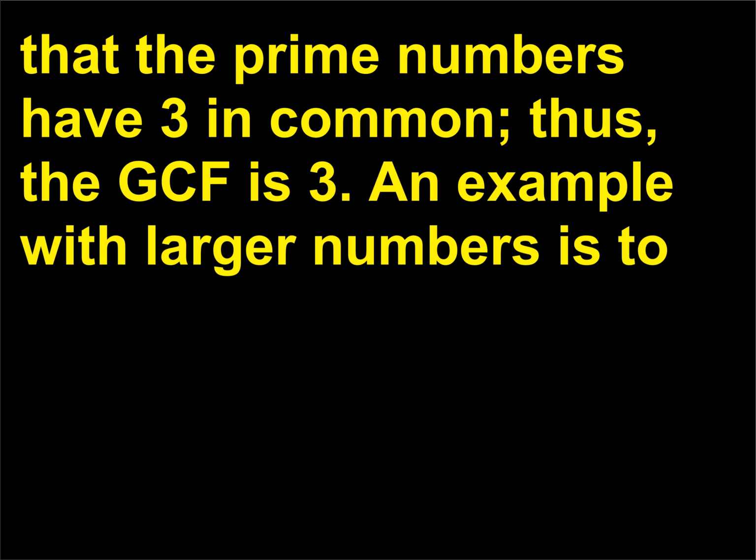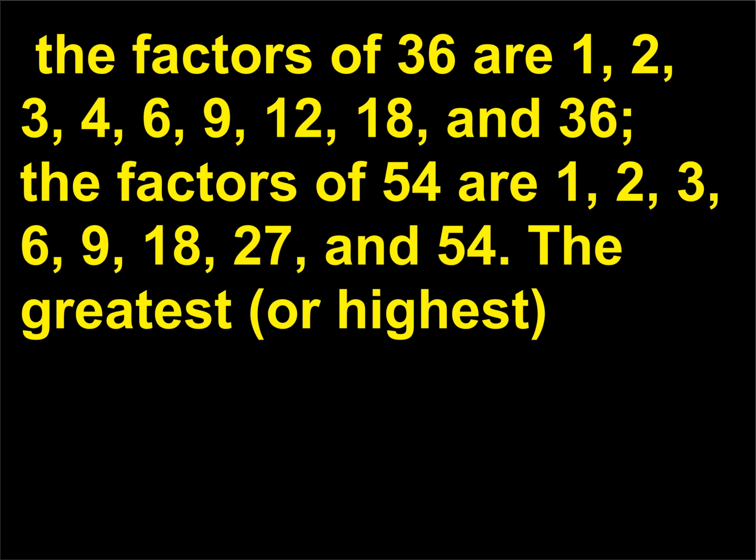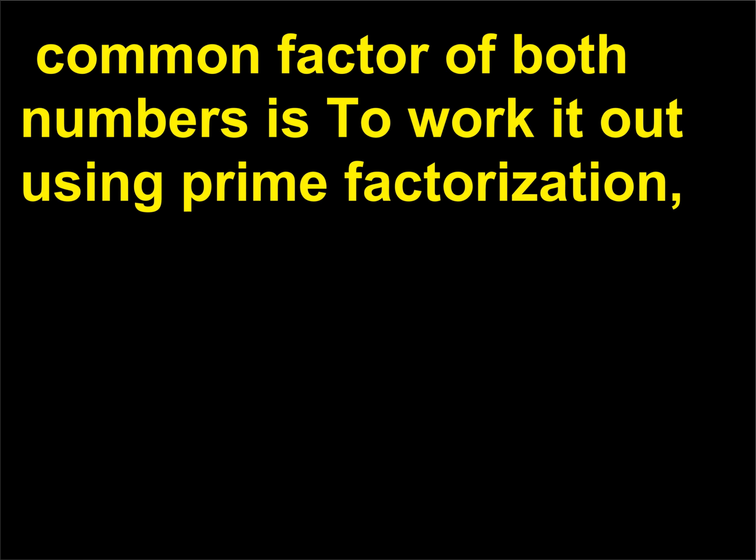An example with larger numbers: find the GCF of 36 and 54. Working it out by the first method, the factors of 36 are 1, 2, 3, 4, 6, 9, 12, 18, and 36. The factors of 54 are 1, 2, 3, 6, 9, 18, 27, and 54. The greatest, or highest, common factor of both numbers is 18. Now work it out using prime factorization.